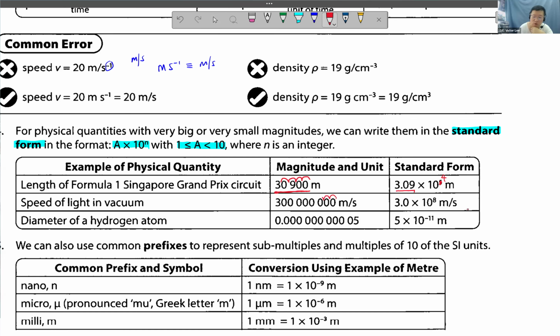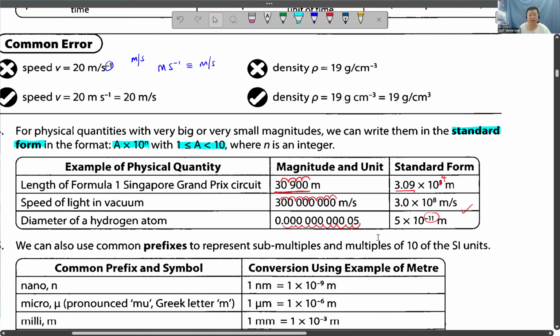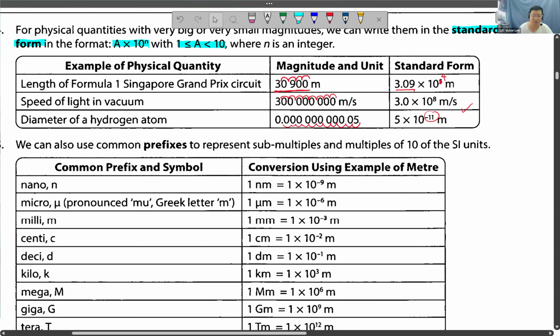1, 2, 3, 4, 5, 6, 7, 8. This is correct. This one, 1, 2, 3, 4, 5, 6, 7, 8, 9, 10, 11. And this is correct, because it goes the other way, it's a very small number. So what is the atom size? An atom is about 10 to the power minus 11, this kind of dimension. Anyway, so these are the things you need to know.